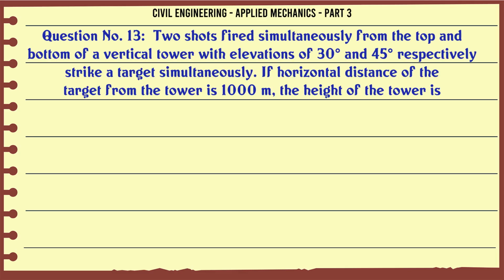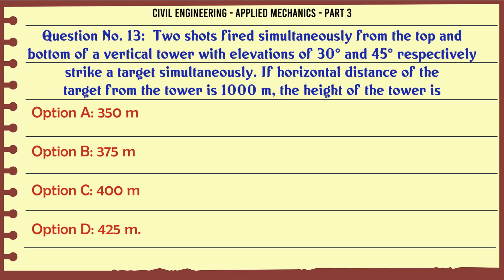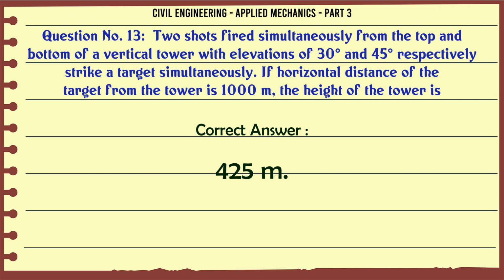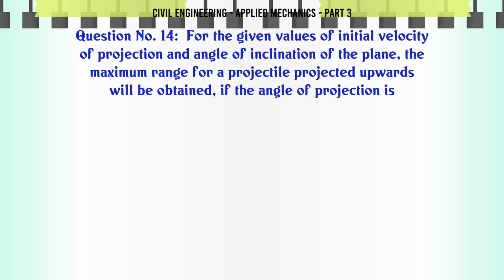Two shots fired simultaneously from the top and bottom of a vertical tower, with elevations of 30 and 45 degrees respectively, strike a target simultaneously. If the horizontal distance of the target from the tower is 1000 m, the height of the tower is: A, 350 m; B, 375 m; C, 400 m; D, 425 m. The correct answer is 425 m.